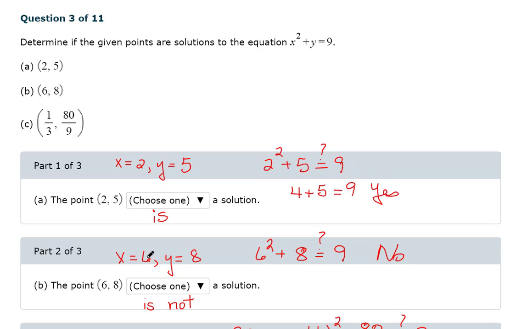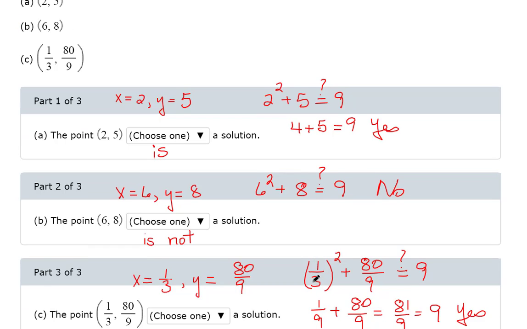Let's see. 6 squared plus 8. Well, 6 squared is 36. 36 plus 8, there's no way it's going to be 9. So no on that one. And what about the last one here?